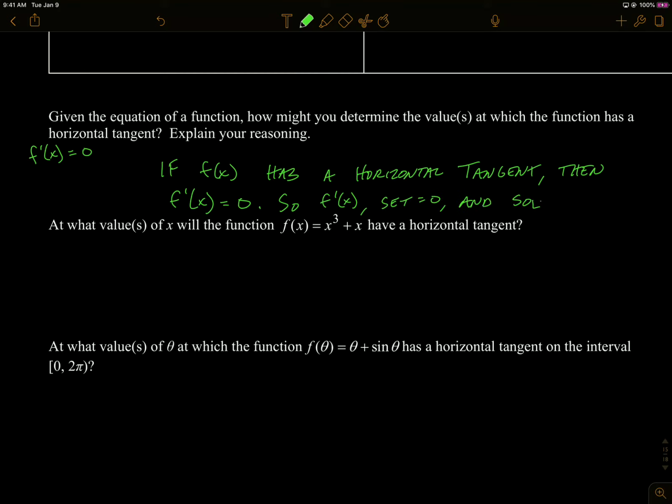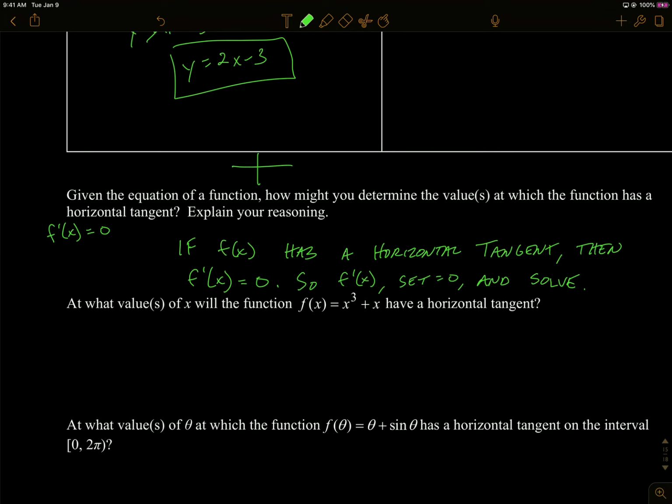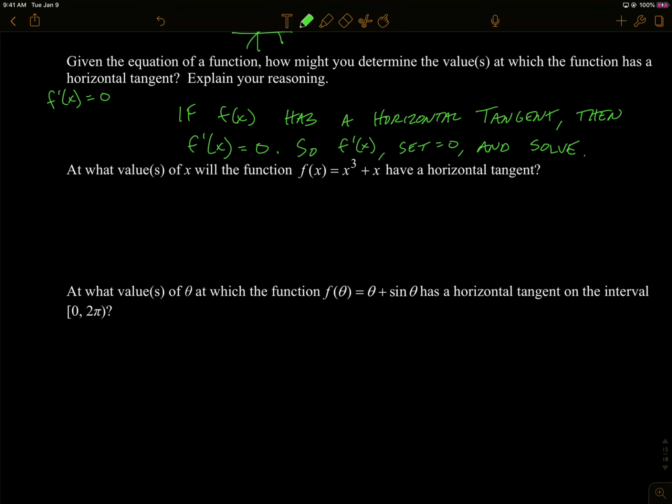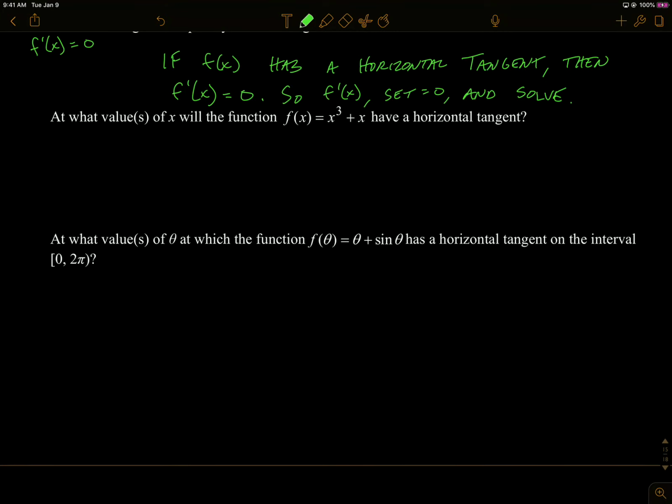Now remember, when we have a horizontal tangent, it usually happens or can happen when there's a maximum, but just because the tangent is horizontal doesn't mean there's a maximum. And we'll see that in one of these examples here. All right, so at what values will this function have a horizontal tangent? So first I find the derivative. The derivative is 3x squared plus 1. I set the derivative equal to 0 and solve for x. I subtract 1, I divide by 3. I square root.